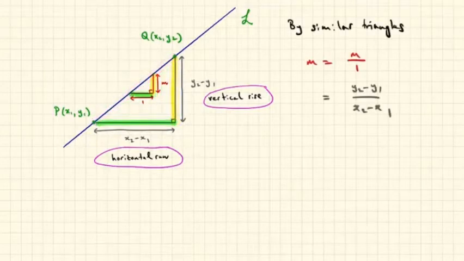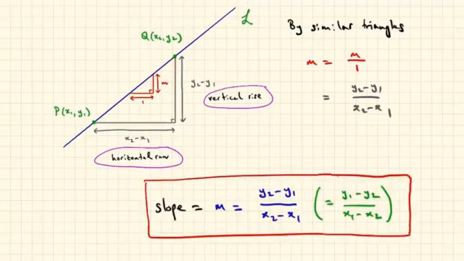Because the 2 triangles that we've highlighted are similar, the ratios of yellow to green are the same. For the smaller triangle, this is m divided by 1. For the larger triangle, this is y2 minus y1 divided by x2 minus x1. Thus, we've established that the slope m is the ratio of the differences in the coordinates. And we get this nice formula. And it doesn't matter if you reverse the roles of P and Q, as the ratio stays the same, as negatives cancel in the numerator and denominator.